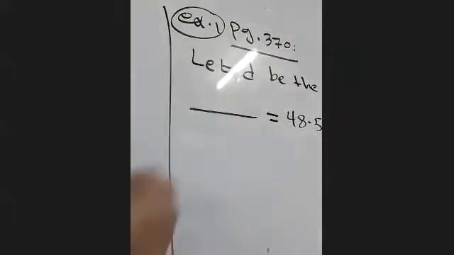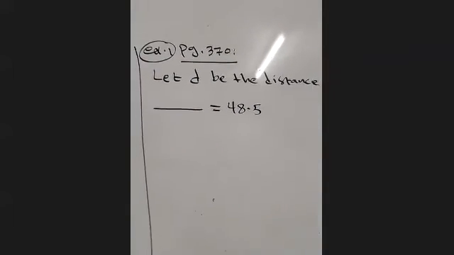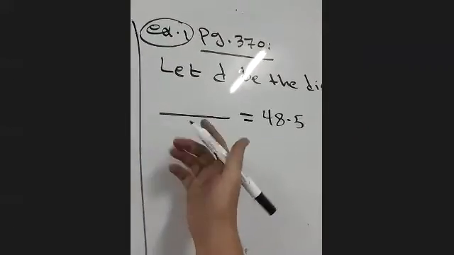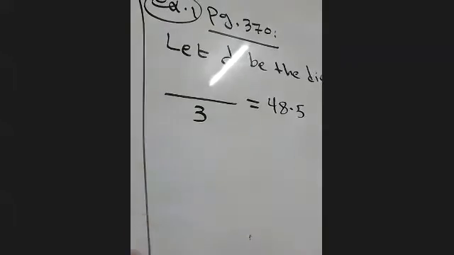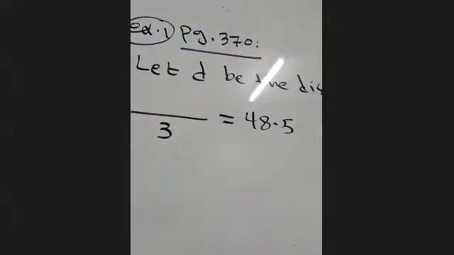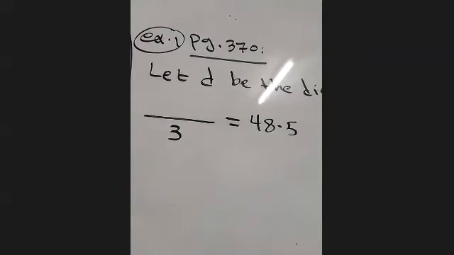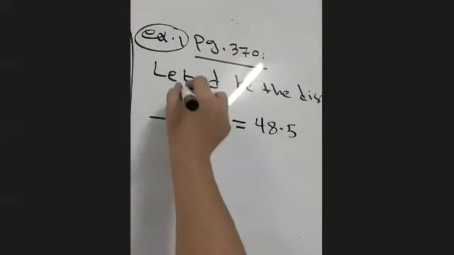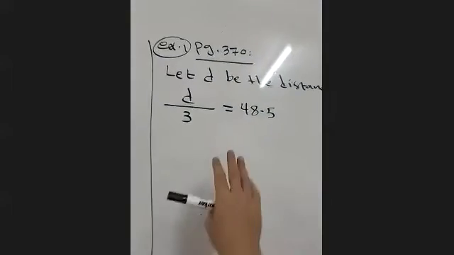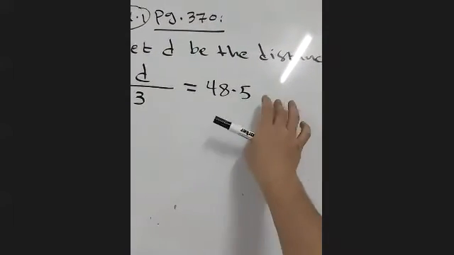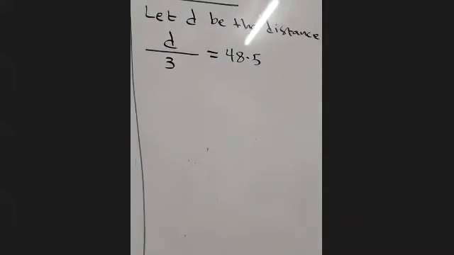Here is our fraction. How do we find it? Down is the number of the days. How many days do we have? 3 days. What's the distance? D, we don't know it, it's a variable. So D divided by 3 equals 48.5 miles per 1 day, right?